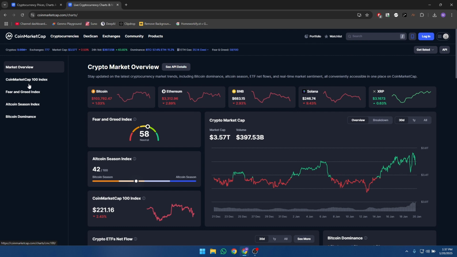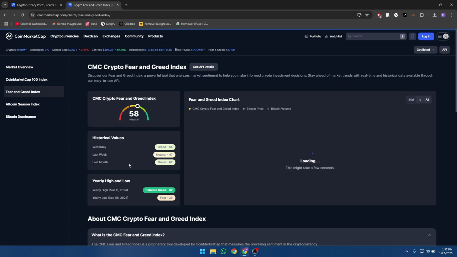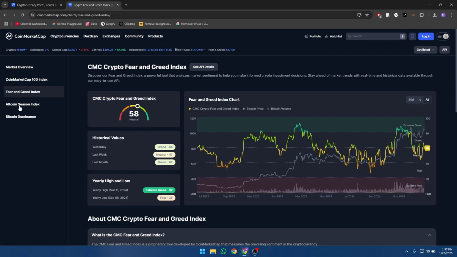Market cap index, nothing really there. Fear and Greed Index, we already touched upon that. If you click here, you could see a better view of the market index and when it was high, when it's low, and we're currently at somewhere here.